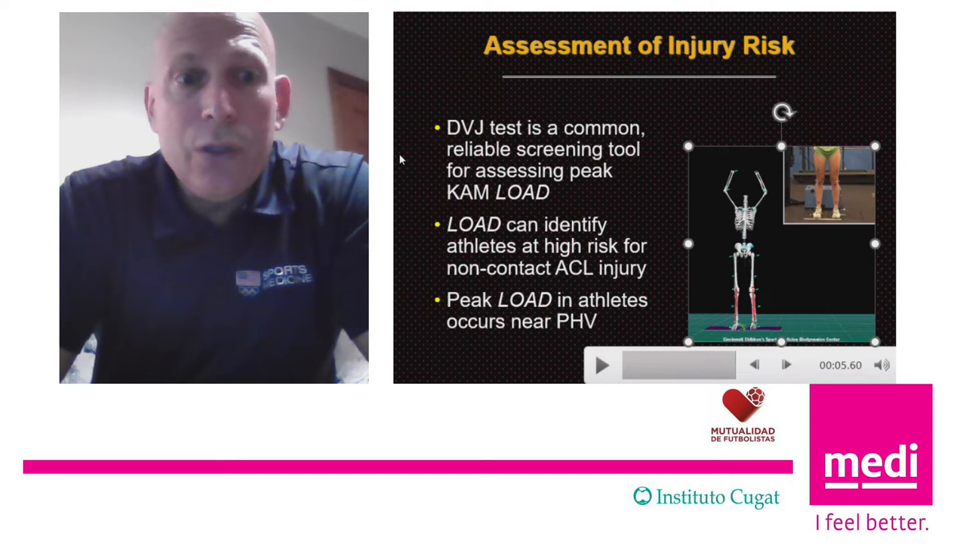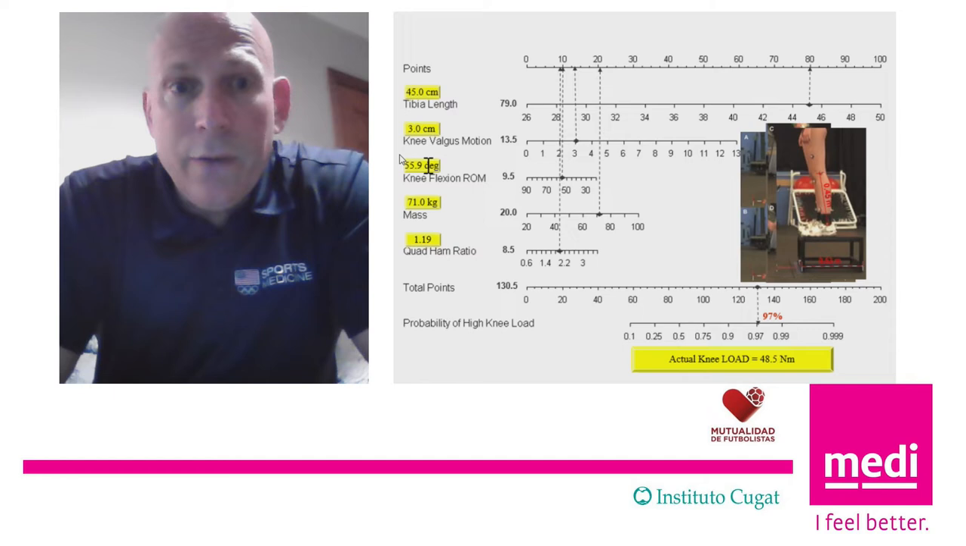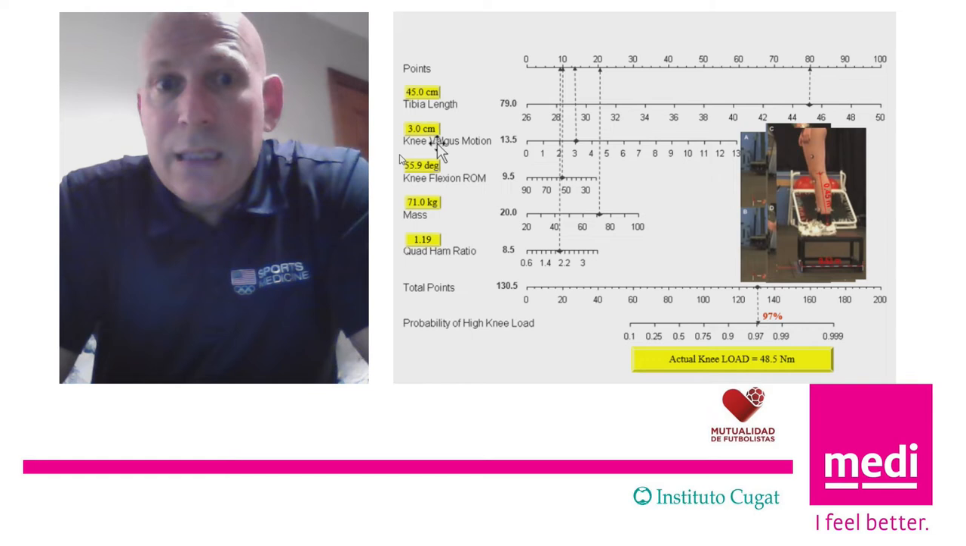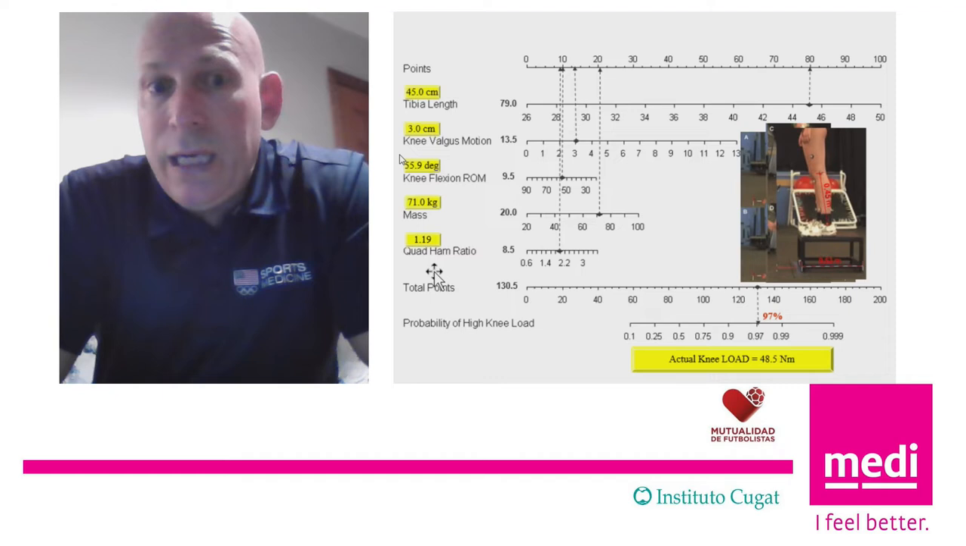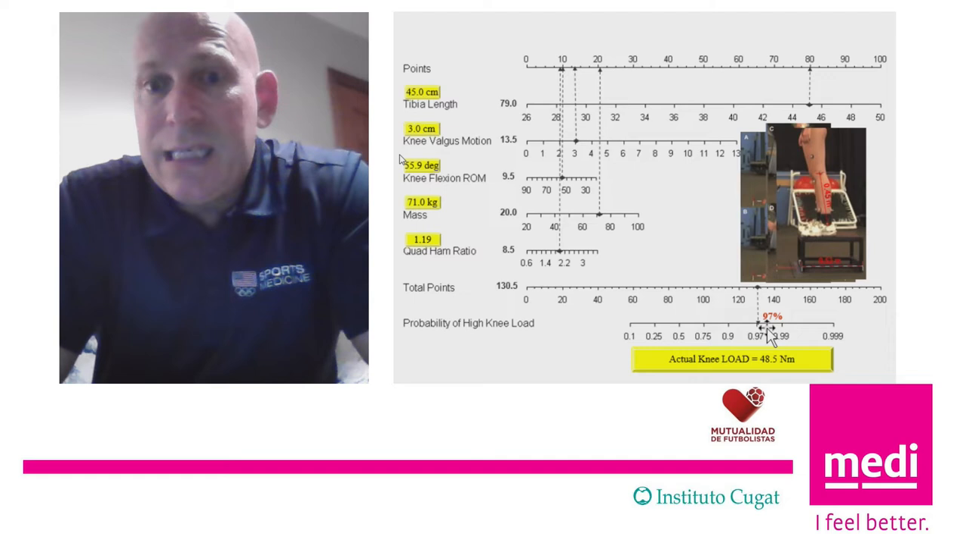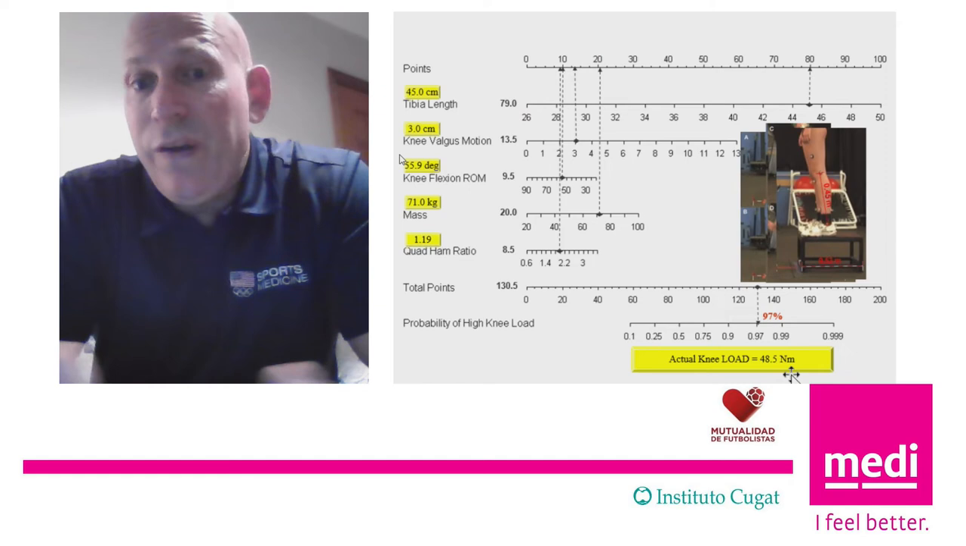Here is a risk algorithm that we developed with tibia length, so long lever, increased valgus motion on one knee, on the left knee, relatively stiff landing, so very limited, only 55 degrees of knee range of motion, body mass increases risk, and relatively high quad dominance, quad activation relative to hamstring. What that does is this shows us this individual from 2D video and a dynamometer has a 97% risk of high loads, actual joint loads. And when we look at the actual loads with 3D biomechanics, what we see is they're at almost 50 newton meters, which is almost double our 25 newton meter cutoff for risk.